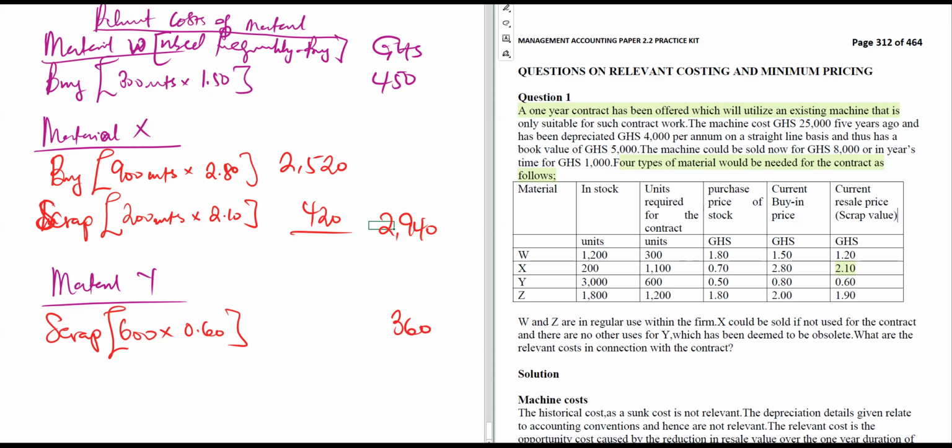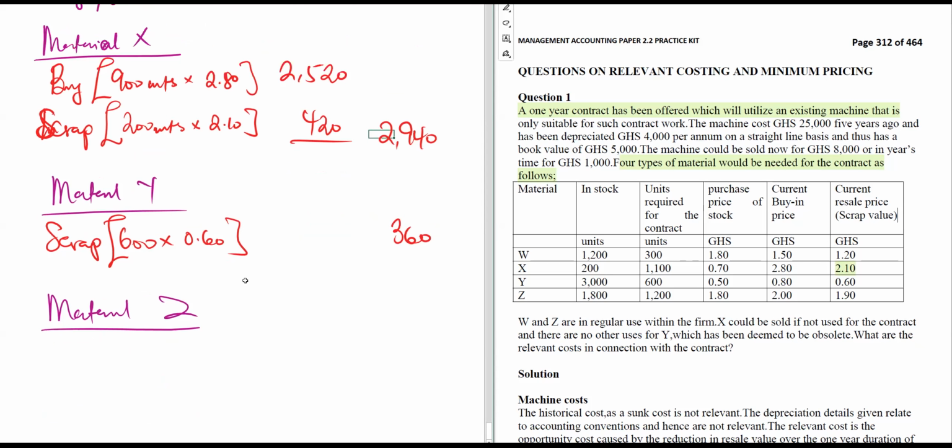What about material Z? It's regularly used. And anything within the regular use, what do we do? We replace. This one we replace, meaning we go and buy. We buy all that we need.